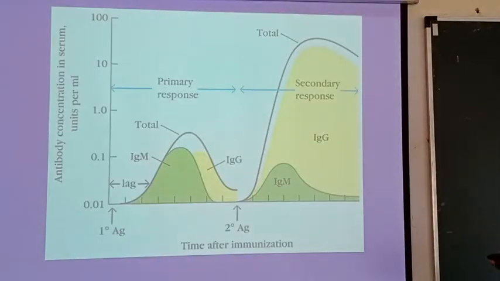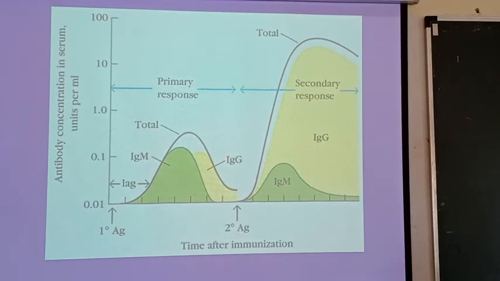So, in the primary response, the peak is very low, and there is a lag period. But in the secondary immune response, there is no lag phase; the peak comes directly. There is no recognition step here, because the memory cell already recognizes what type of antigen it is. Initially, recognition of the antigen is very important. Unless there is recognition, IgM is not synthesized, and then IgG is not synthesized.